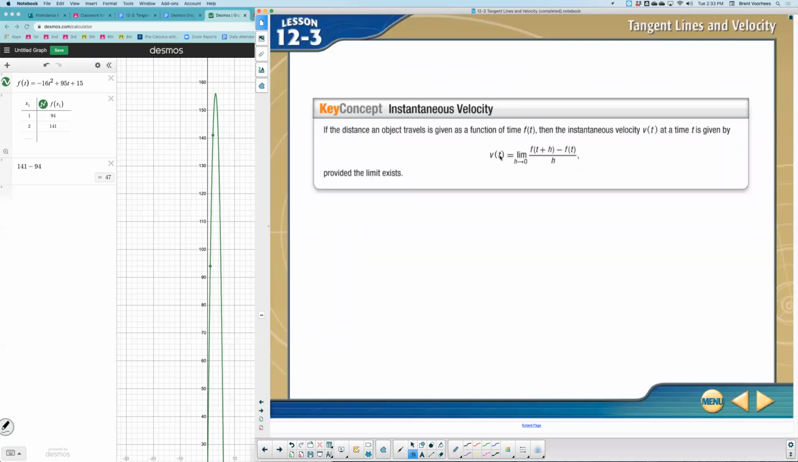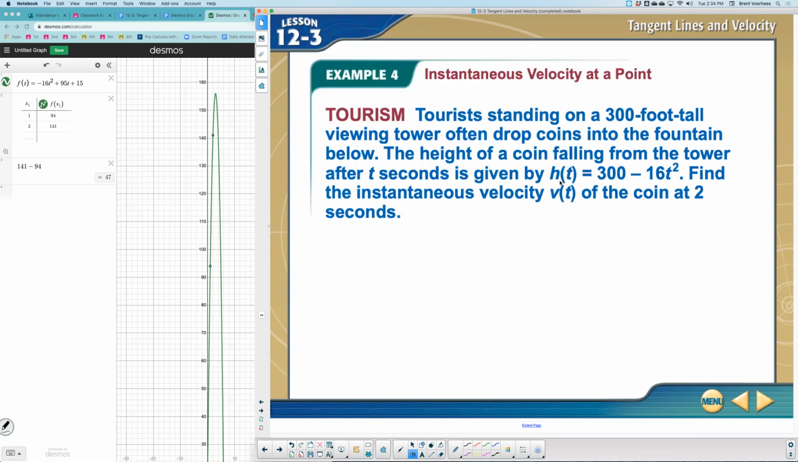All right, now let's talk about instantaneous velocity. Very similar to the rule we were looking at earlier, when we were looking at the instantaneous rate of change, the instantaneous velocity will be found by using the limit as h approaches 0 of f of t plus h minus f of t, all divided by h, where v of t is the instantaneous velocity. So what we found is the instantaneous velocity of function f over time, provided that the limit exists.